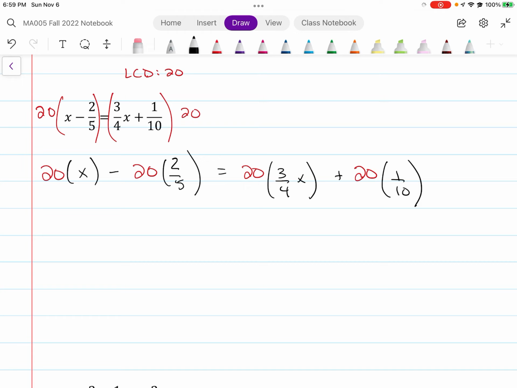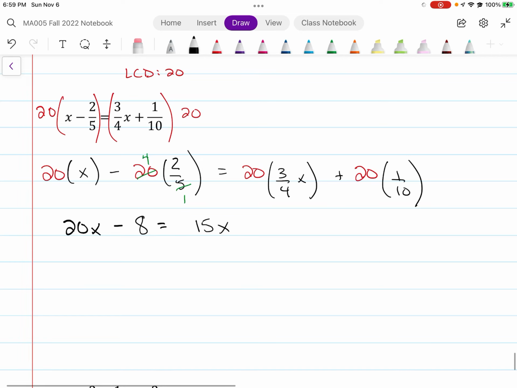Okay. All right, so first one is 20x minus 20 times 2/5. So I get 20 and 5. Both have 5s in them. This one has 1, and this one has 4. So that means I'm left with 4 times 2. 8. Equals 20 times 3/4. 3/4 of 20 is 15. 15x. And then 1/10 of 20, well, 20 divided by 10 is 2.